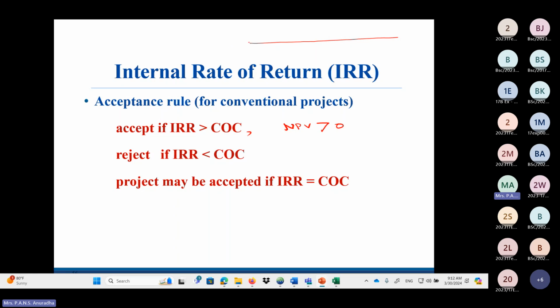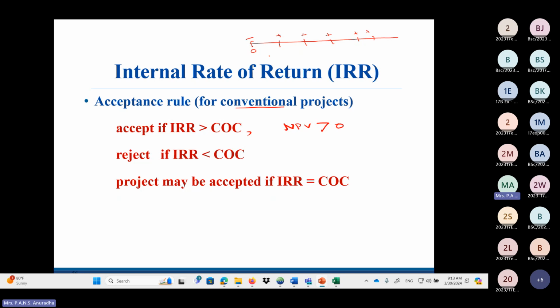In conventional type projects, at the initial year, there is an investment. After the investment, there are cash inflows, positive cash flows. So you can see here the minus and plus signs change only one time. Initially investment, after that inflows. These type of projects we call the conventional type project, traditional project.